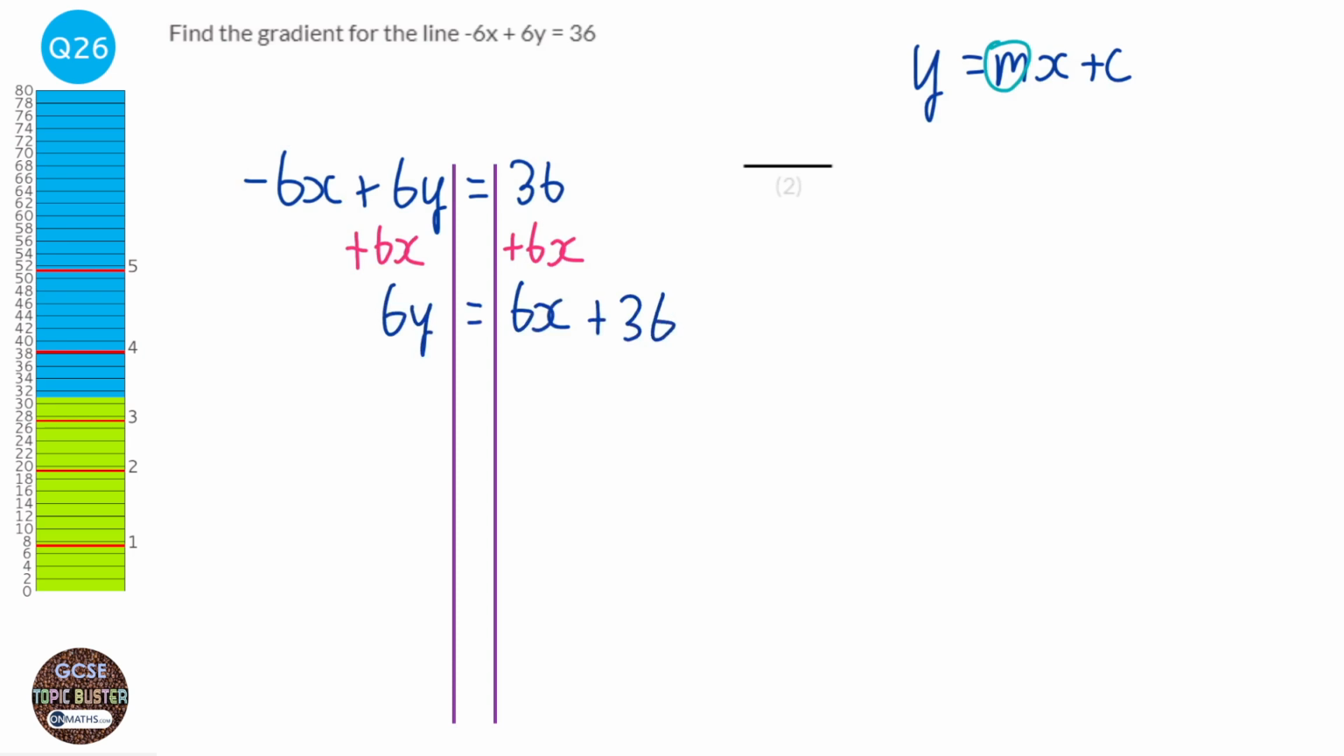plus c. Right, the next thing I'm going to do is get rid of this 6 because we just want a y there. So we're going to divide by 6 on both sides. So we've got y equals 1x plus 36. Now we shouldn't really write 1, but because we're looking for m, the number before x, I've kind of left it in there to show that the gradient will be 1.